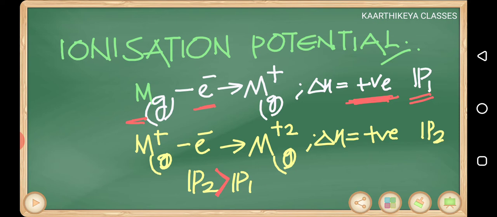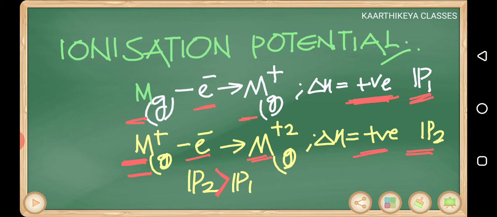If you want to remove the second electron, then you can write the equation like this: M plus minus electron gives rise to M plus 2. This must be in the gaseous state. When you are removing the second electron, the amount of energy required is called IP2. The definition we give is: the amount of energy required to remove the electron from a unipositive ion, and you get a dipositive ion.